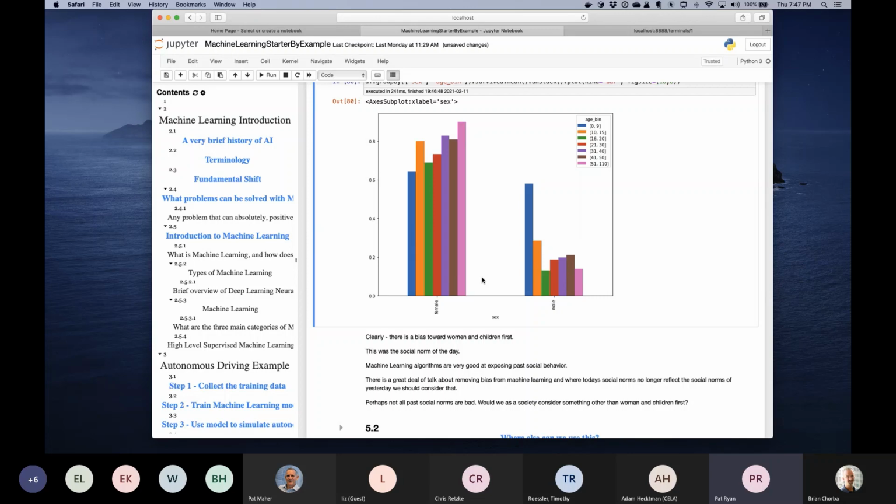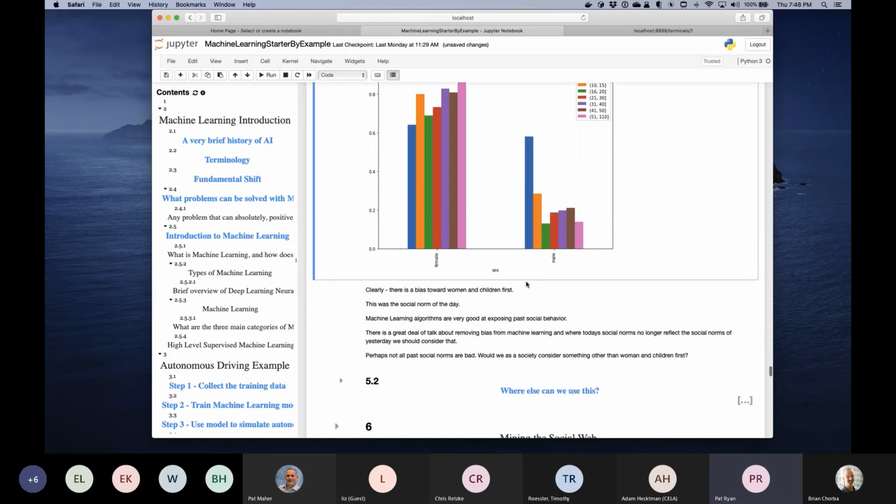On the right-hand side of this image is all the males that I grouped by age as well. For the males, 0 to 9 had the largest survival rate. And if you think about this, back in the day, the saying always was, women and children first. And so this data really reflects those social norms of that day, that women and children get lifeboats first. And as you can see, even on the male side of this, the male children had the highest survival rate, at least in the 0 to 9 age group.